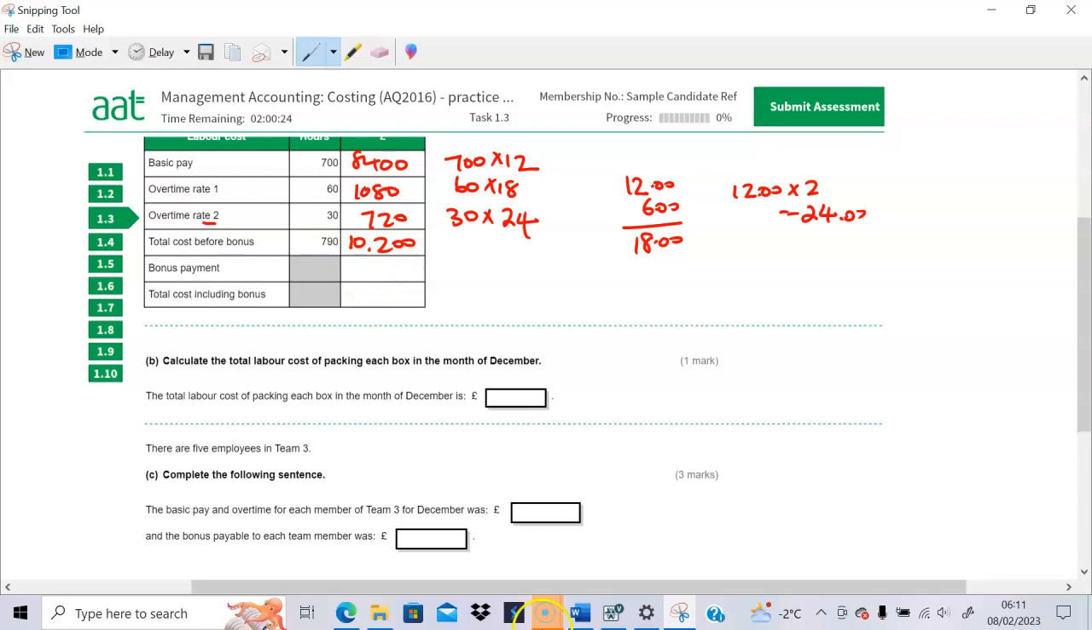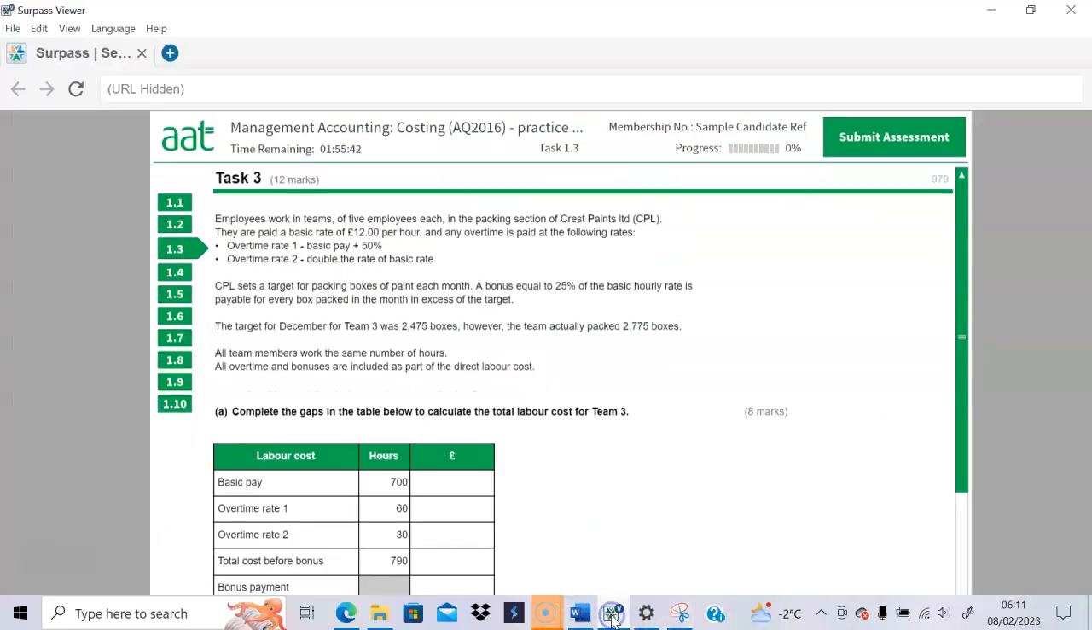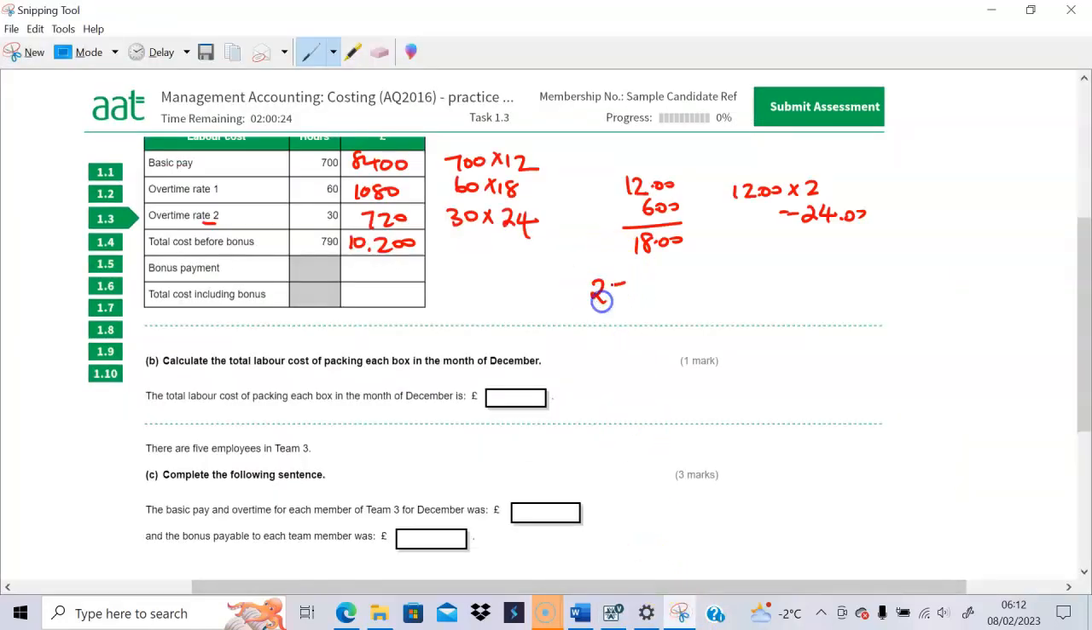Then let's look at this discussion about the bonus payment. The bonus payment, they tell us, you will get 25% of the basic hourly rate for every box packed in the month in excess of the target. So the question is, what is the target? You have 2775 and the target is 2475. So you have 2775 minus 2475. So this is the target, this is the excess.